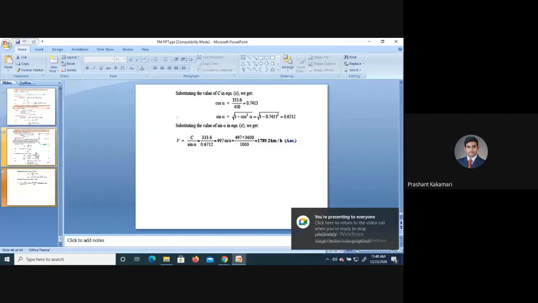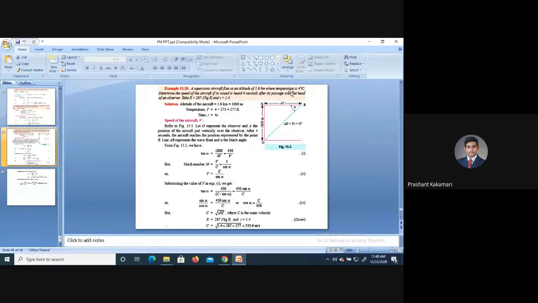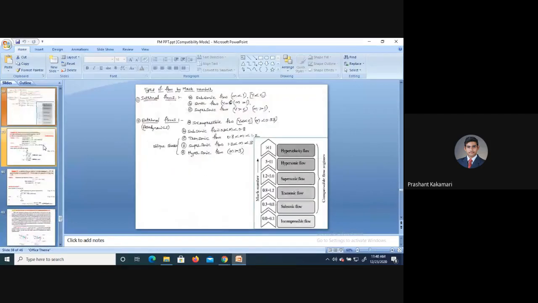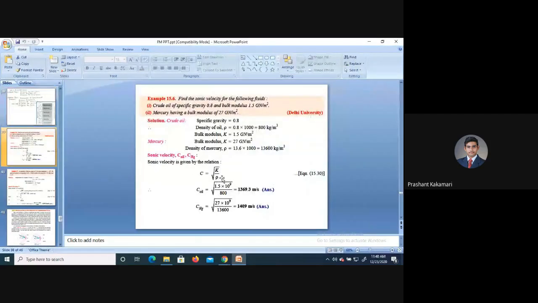So finally, in the problems, if they have given the temperature, gamma value, anything, you can go by C equal to square root of gamma RT. Or if they have mentioned the bulk modulus and the density or the specific gravity of the fluid, then you can use this formula, square root of k by rho.